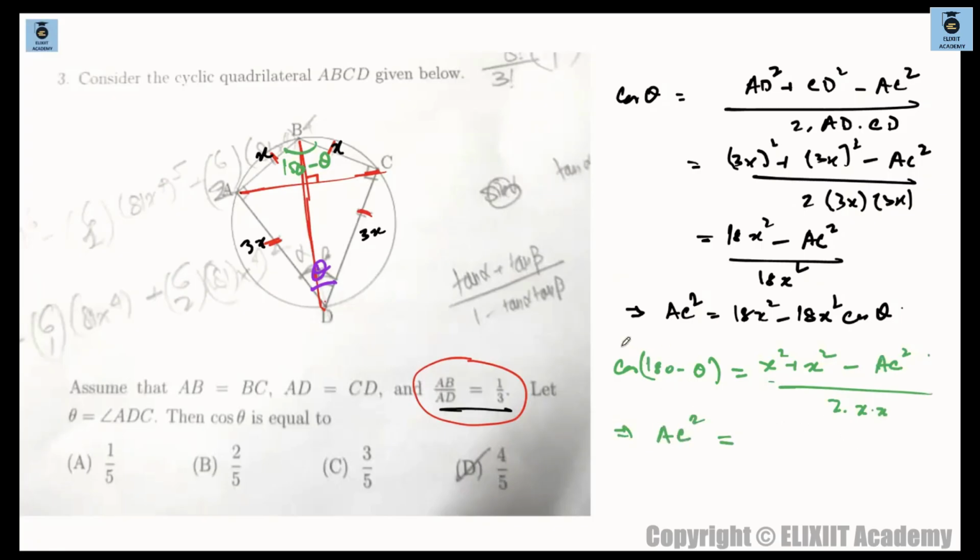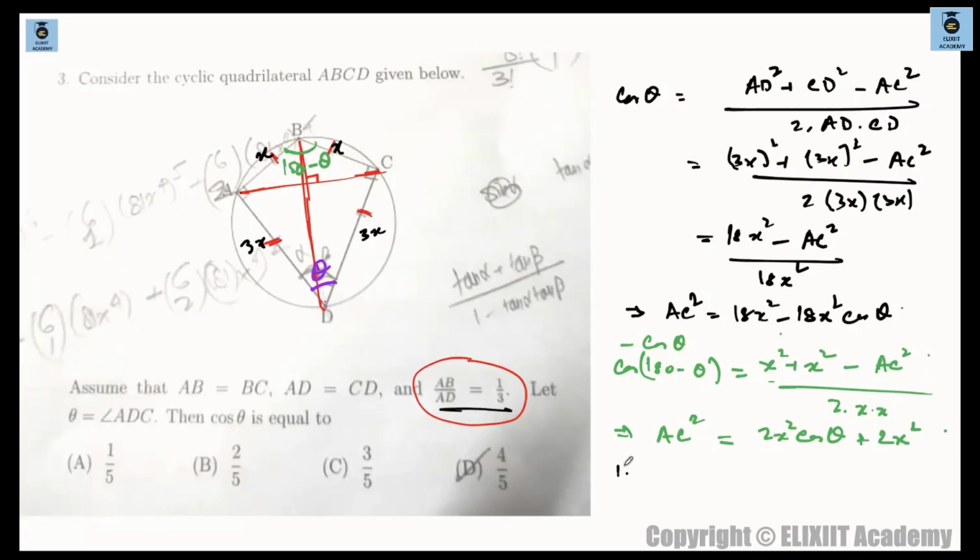Okay, cos of 180 minus theta is minus cos theta. So this becomes minus cos theta. So this will finally turn out to be, once you take it on the right hand side, plus 2x square cos theta and plus 2x square over here. This is what we are having finally. So we can equate these two AC squares and simply find the value of cos theta from here.